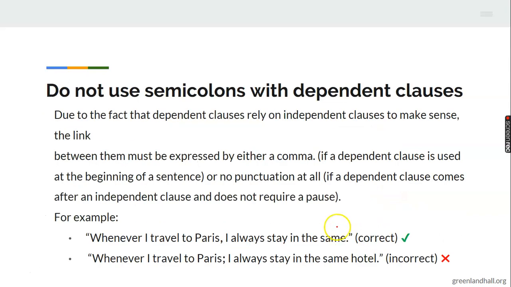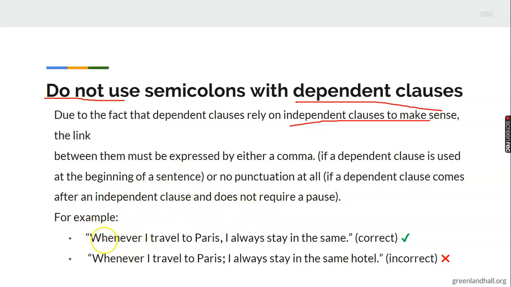Now do not use semicolons with dependent clauses. Do not use, I repeat, do not use semicolons with dependent clauses, due to the fact that dependent clauses rely on independent clauses to make sense. Okay? The link between them must be expressed by either a comma, that's if a dependent clause is used at the beginning of a sentence, or no punctuation at all if a dependent clause comes after an independent clause and does not require a pause.